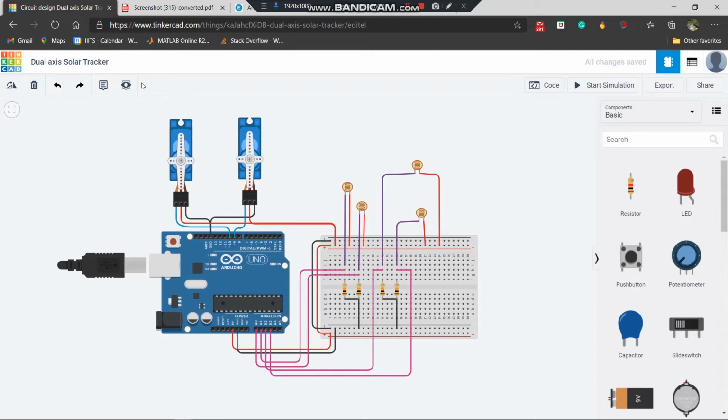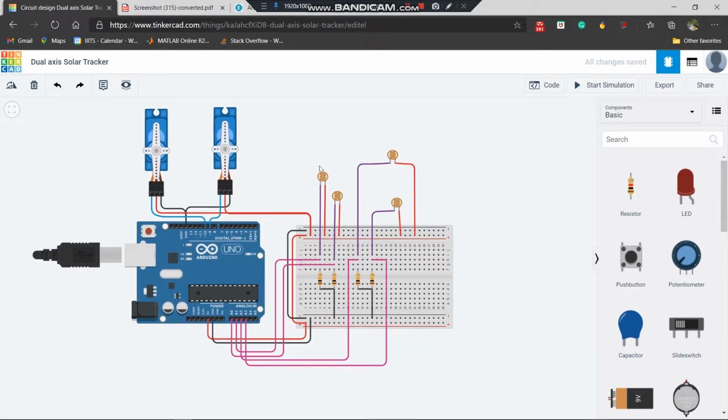Now coming to the simulation of the dual axis solar tracker, in this model we will be using two servo motors and four LDRs. One servo motor is for rotation in the horizontal axis and the other is rotating in the vertical axis, and we are using the four LDRs, one for the top right, another for the top left, another for the bottom right and the last one for the bottom left, and we'll be using four resistors of 10 kilo ohms.